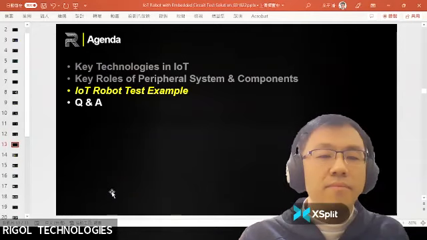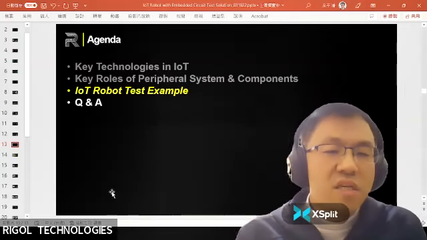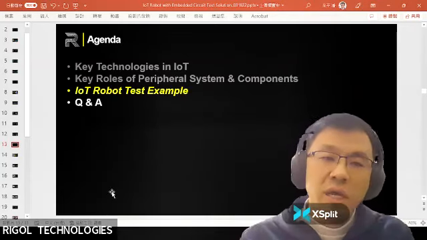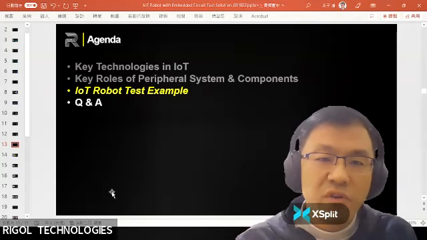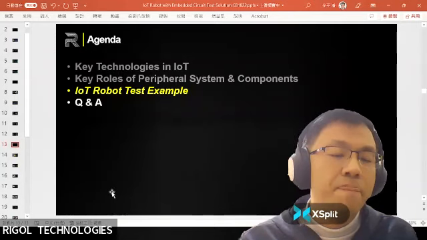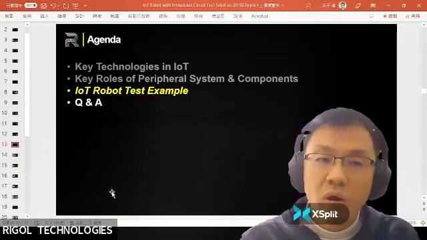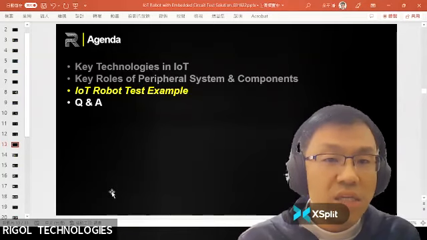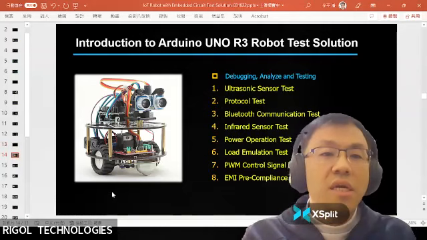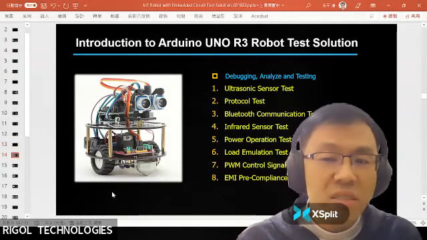Okay. So in the first and second sessions, we introduced the IoT infrastructure and the key roles of the peripheral systems and the technologies which we can leverage. In the third part, I will introduce more about an IoT robot test example for your reference. You can see this is the Arduino Uno R3 robot test solution.